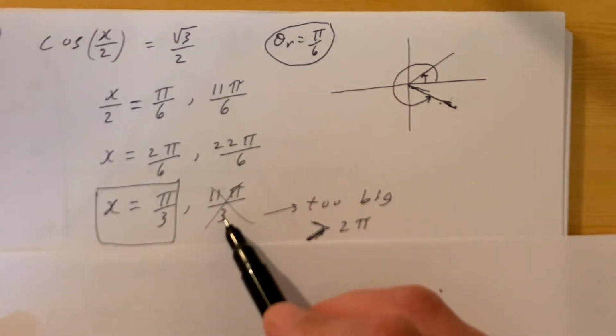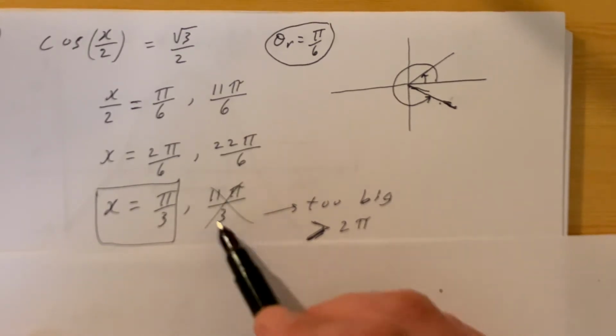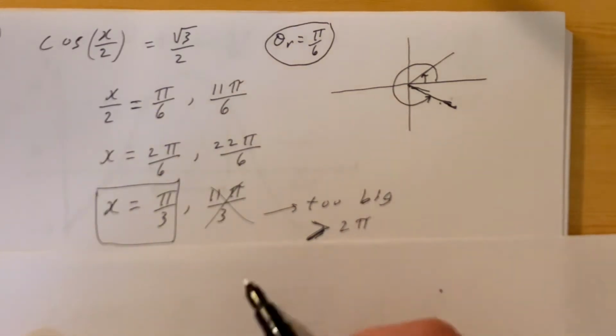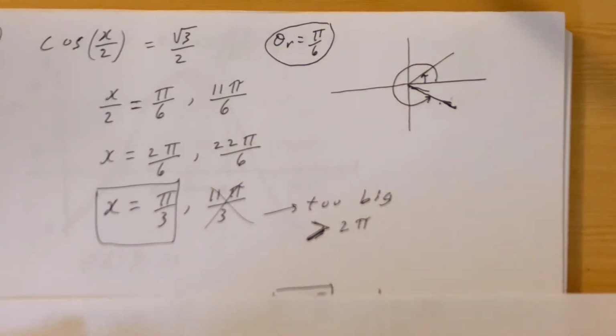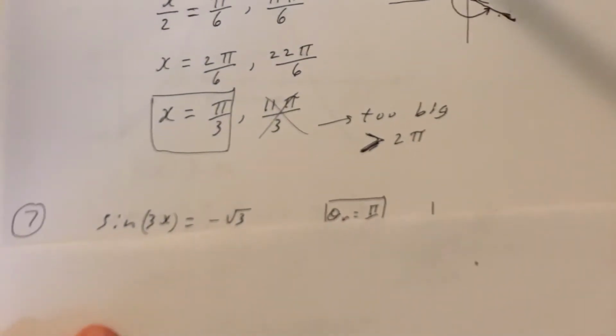Now 11 pi over 3 is bigger than 2 pi. 2 pi would be 6 pi over 3. So this is too big. It's outside of our zone of 0 to 2 pi, so we don't include it. But we do have one answer. All right. What about this one here?